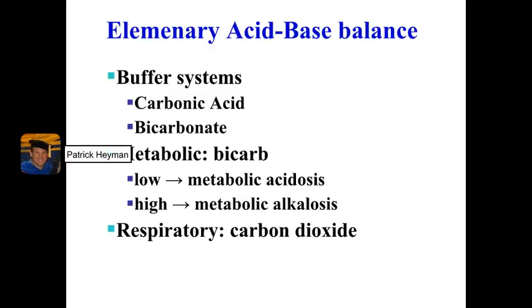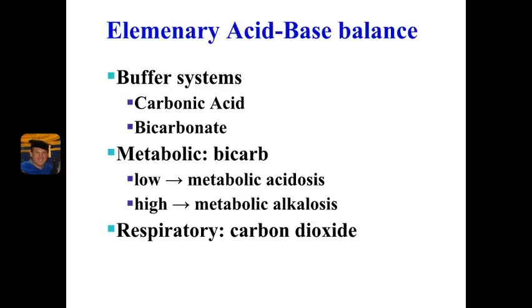Okay, what we're going to do now is we're going to talk a little bit about acid-base balance. So there are two buffer systems in your body. Those are carbonic acid and bicarbonate. Carbonic acid is formed when carbon dioxide dissolves in water, and bicarbonate pushes that reaction back towards carbon dioxide. So the more carbon dioxide you have in the system, the more acid you're going to have. The more bicarbonate in the system you have, the more base you're going to have, or alkaline.